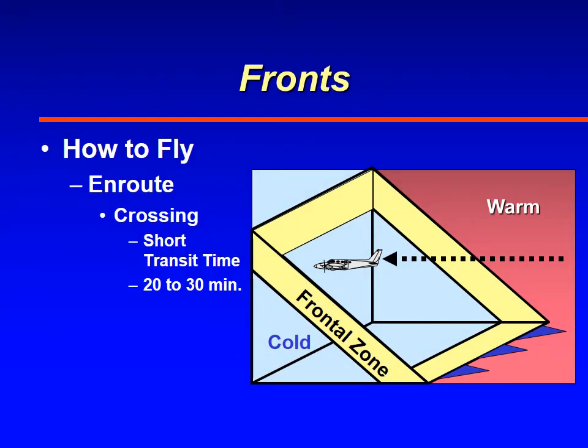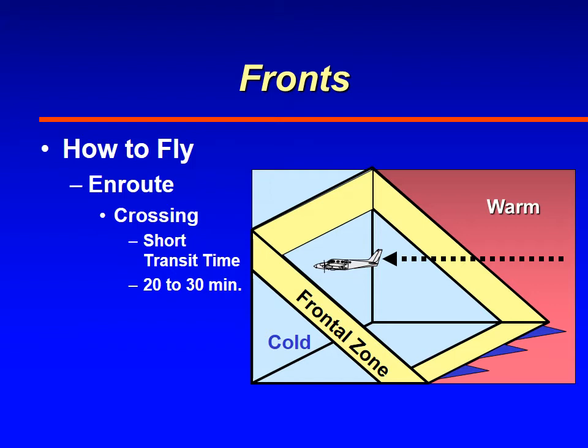So here are some rules of thumb when you're flying turbulence associated with fronts. If you're crossing a front, usually your crossing time is very short. Remember that a front is approximately 50 nautical miles wide, the frontal zone, and that's about how long you're going to be seeing turbulence. So during that period of time, it's usually a short period of time, depending upon the type of aircraft that you're flying. It could be anywhere from 30 minutes all the way to maybe a shorter period of time, 10 minutes.